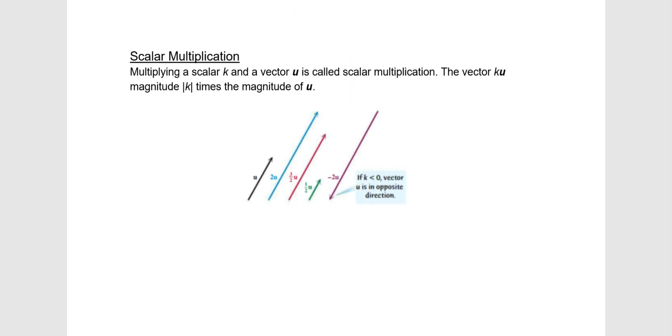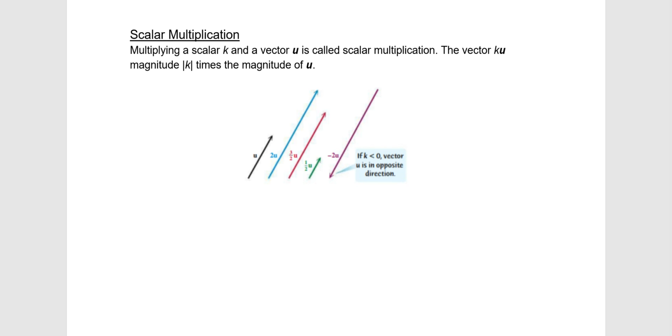And then next we have scalar multiplication. Scalar multiplication is just multiplying something by a number. We're going to be calling a scalar, representing it with a lowercase k. So when we're multiplying a scalar k times u, we get the vector ku, and all this means is that it's k times greater in magnitude than the original u.